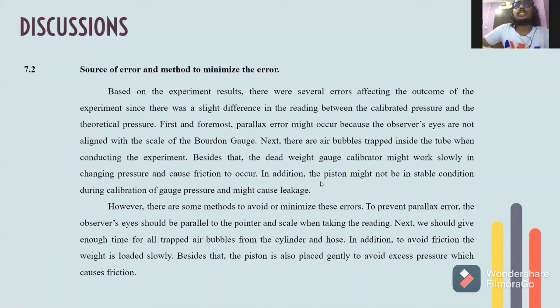However, there are some methods to avoid or minimize these errors. To prevent parallax error, the observer's eyes should be parallel to the pointer and scale when taking the readings. Next, we should also give enough time for all trapped air bubbles to leave the cylinder and hose. In addition, to avoid friction, the weight is loaded slowly. Besides that, the piston is also placed gently to avoid excess pressure which causes friction.